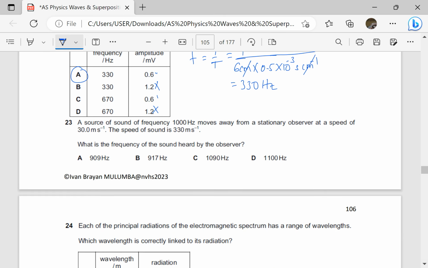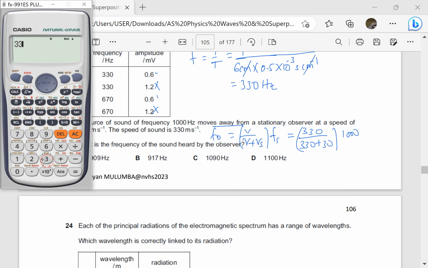The source of sound of frequency 1000 Hz moves away from a stationary observer at a speed of 30 meters per second. The speed of sound is 330. What is the frequency of the sound heard by the observer? It is moving away, so the observed frequency is going to be V over V plus Vs times Fs. Vs stands for the speed of the source, and Fs stands for the frequency of the source. So the observed frequency is V, which is 330, divided by 330 plus the speed of the source, which is 30, then times 1000.